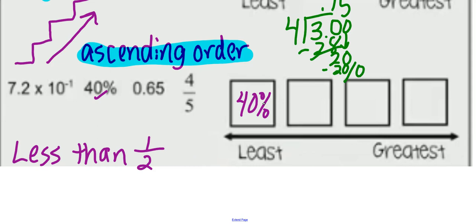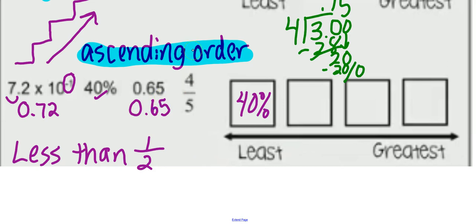Okay, so let's see what we have left. We have 7.2 times 10 to the negative first. So I'm going to go ahead and change these to decimals. I'm going to move this over to 72 hundredths. I'm moving over 1 to the left. I already have this one as a decimal.